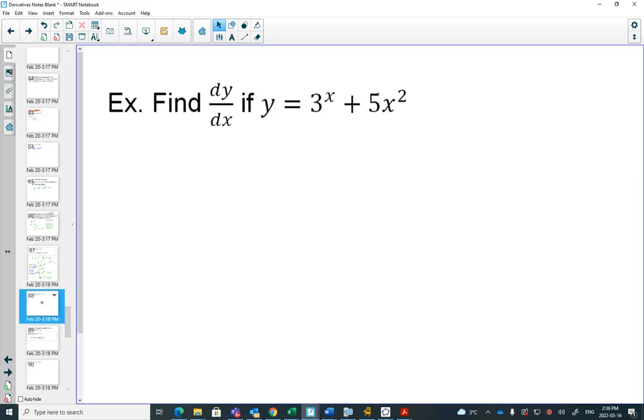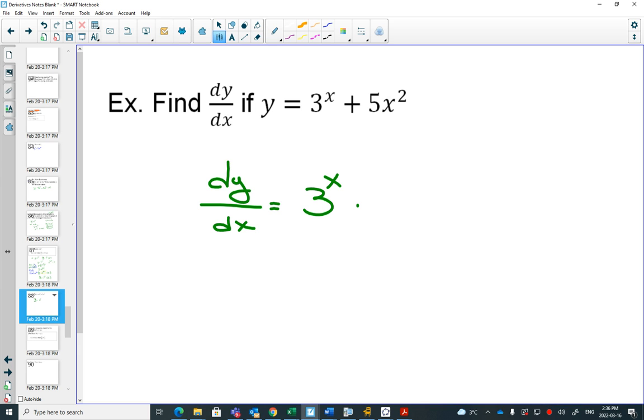So here we have the function 3 to the x, and now we know how to do its derivative. In this example, dy dx, the derivative of 3 to the x is 3 to the x times the natural log of 3, plus, how do we do the derivative of 5x squared? That's just your regular power rule. 2 comes out in front, subtract 1 from the exponent.